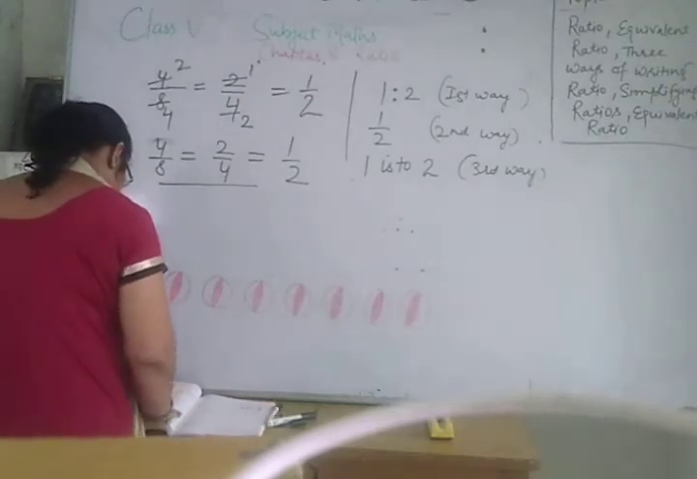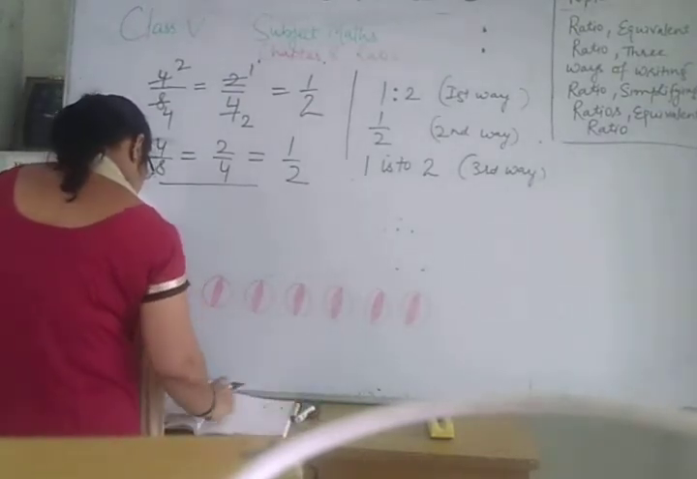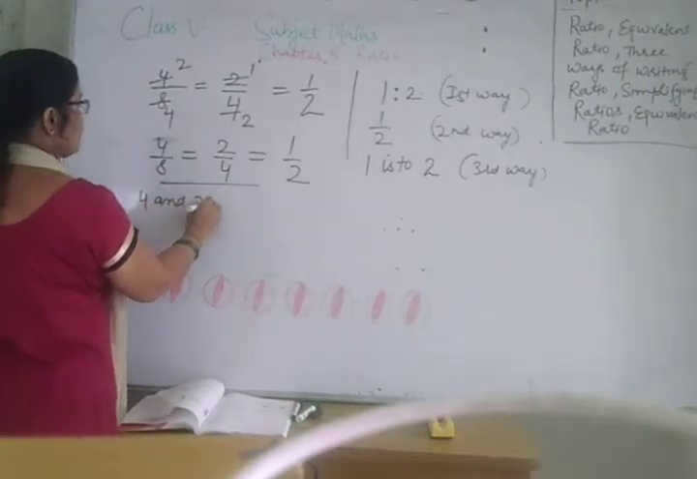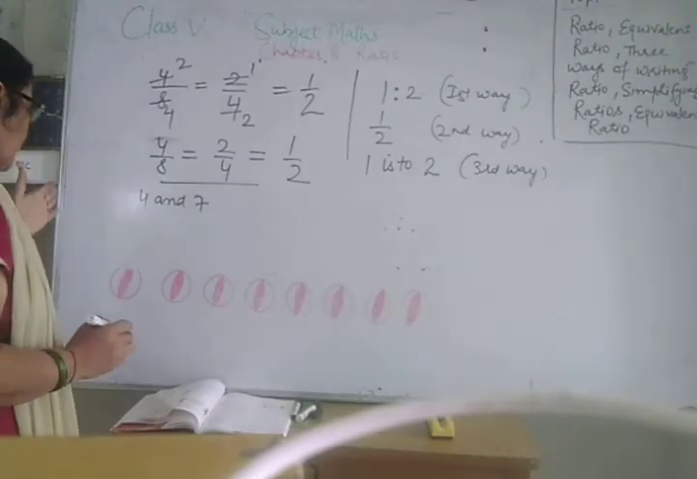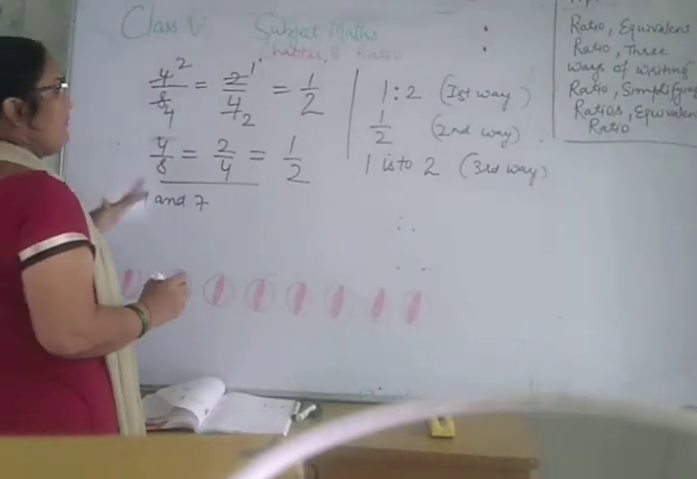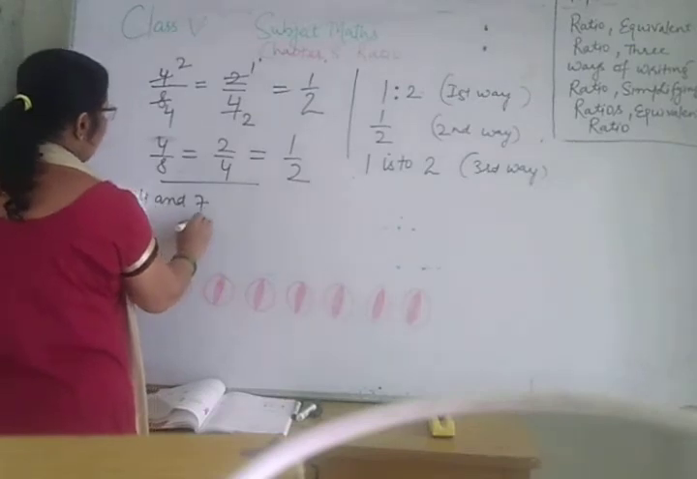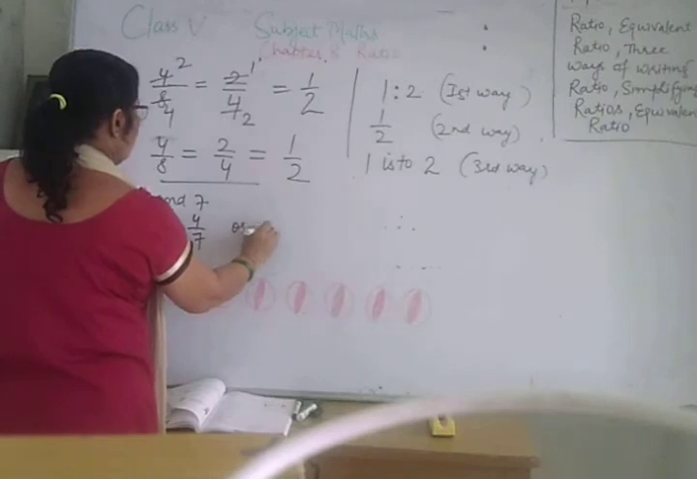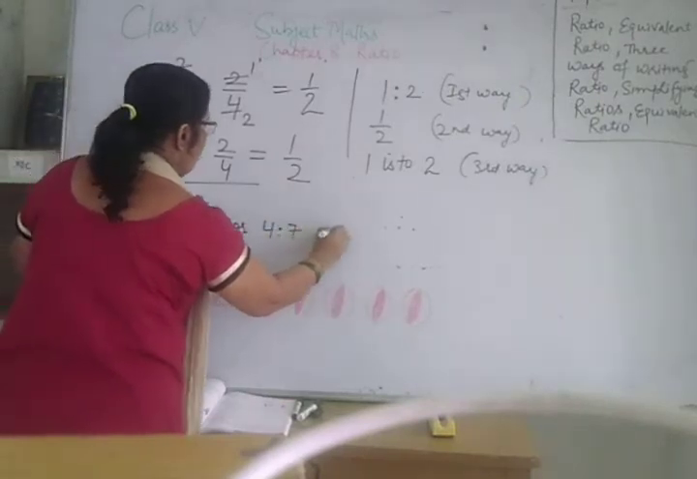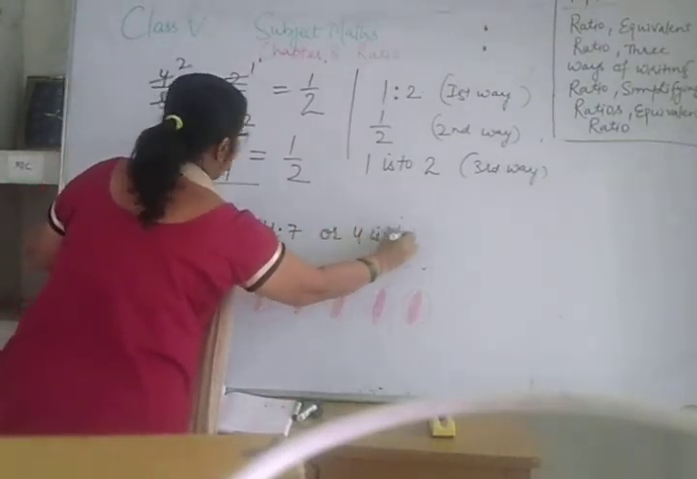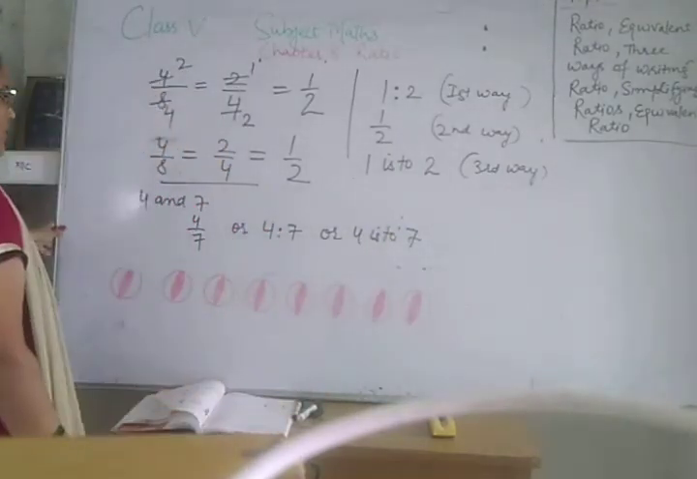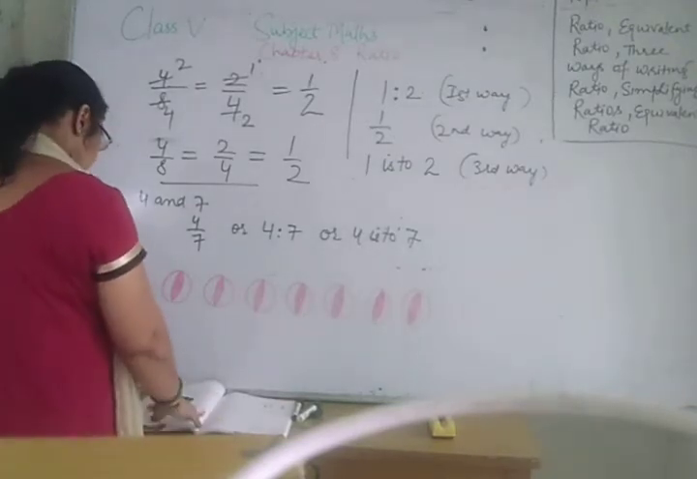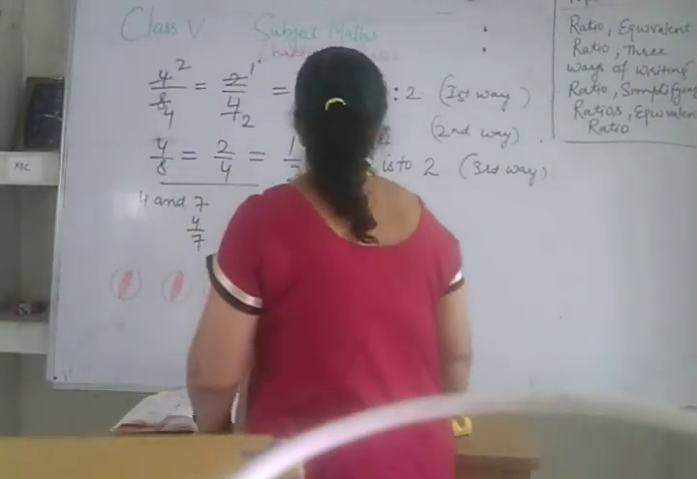And how to write an equivalent ratio? One of the questions here: suppose 4 and 7, and you are asked to write the ratio in 3 ways. How will you write? 4/7, or 4:7, or 4 is to 7. In this way you can write the given ratio in 3 ways.